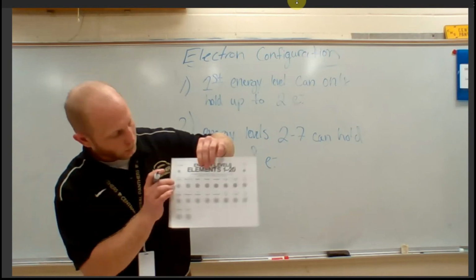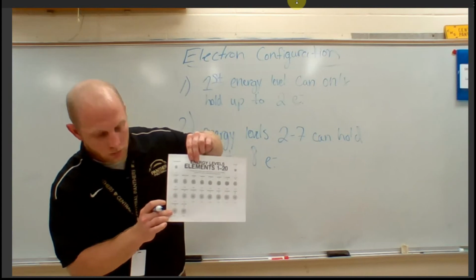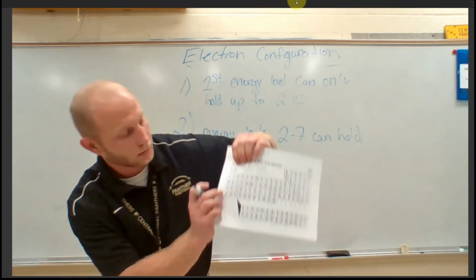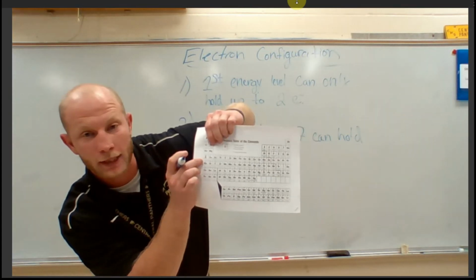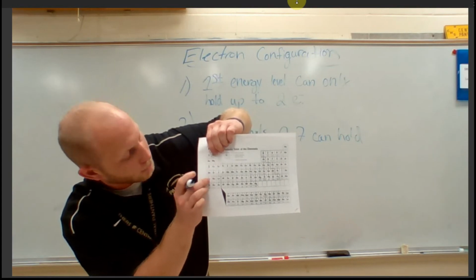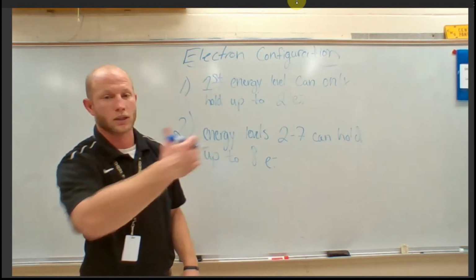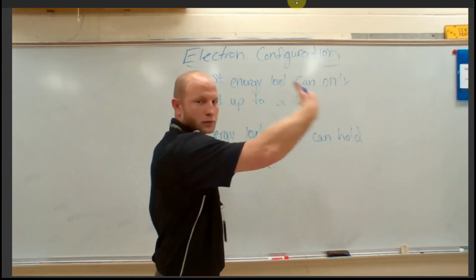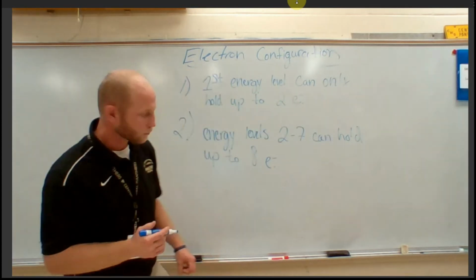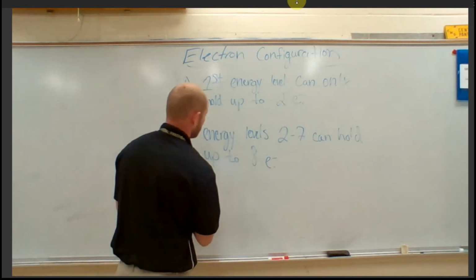So again, we have 7 energy levels, 1, 2, 3, 4. So potassium would be right here on your full scale periodic table. Here's potassium, there's 4, 5, 6, 7. So 7 energy levels, and then there's 8 columns as we go across. Okay, so let's go ahead and look at this.